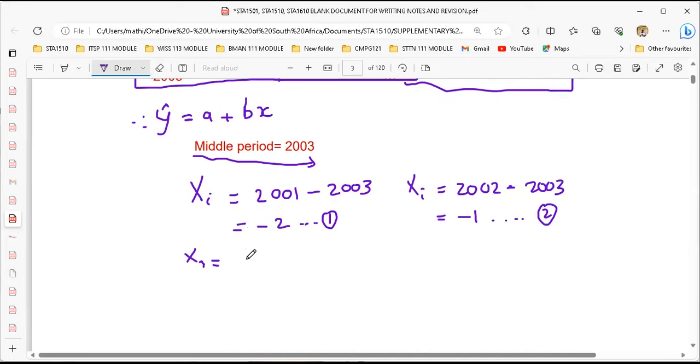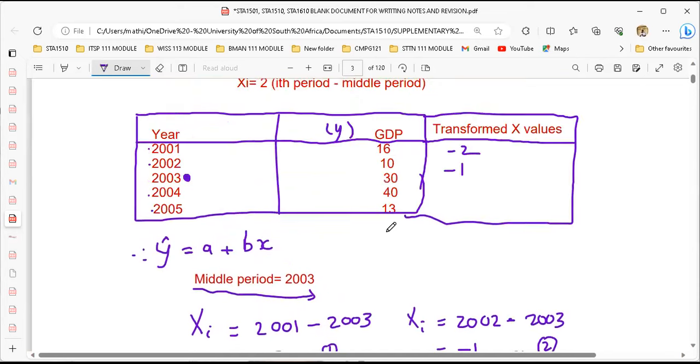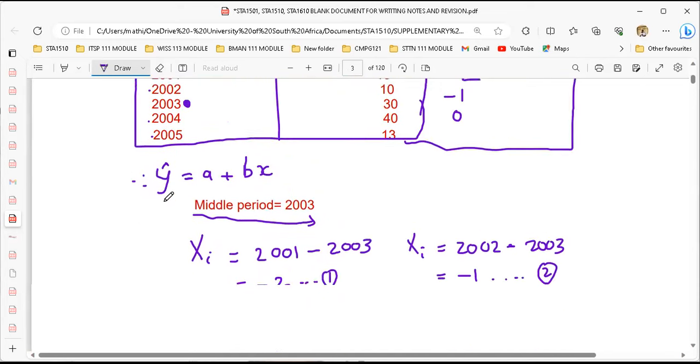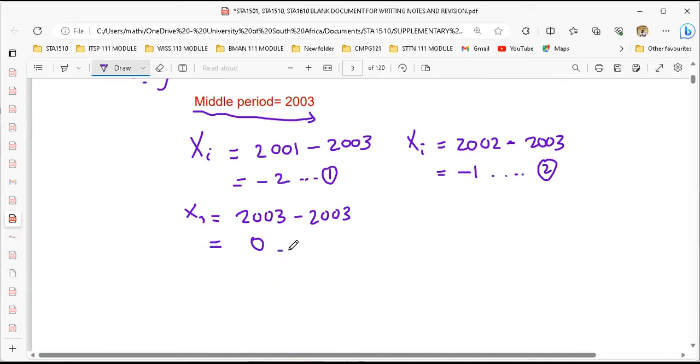So it's going to be 2003 minus 2003, and 2003 minus 2003 is what? 0. So it gives me 0 here, and then I'm done. I go to 2004, and then I'm done with this one.